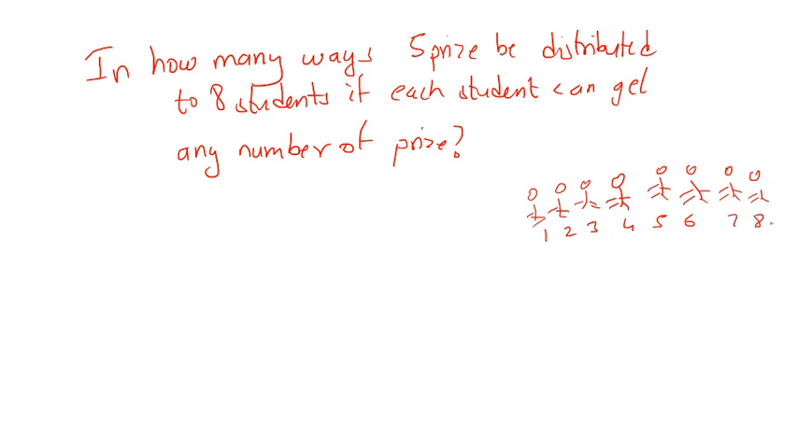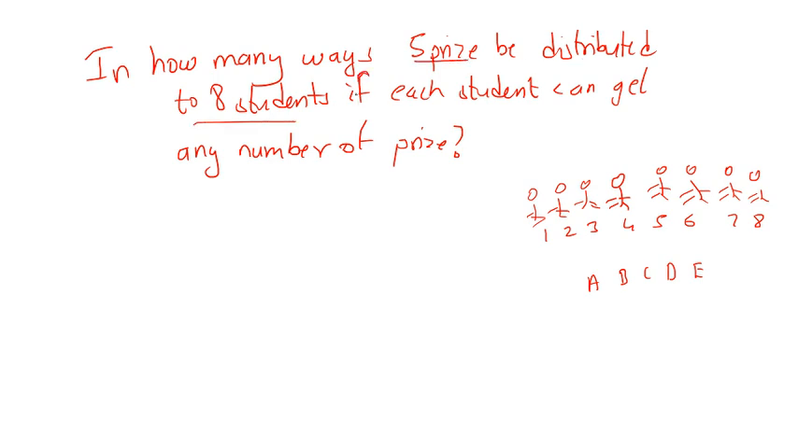Okay. By the time you people are doing, I'll tell you how to solve it. See, there are 8 students here. How many prizes do I have to distribute? I have to distribute 5 prizes. Okay, 5 prizes, 8 students. This we understand.